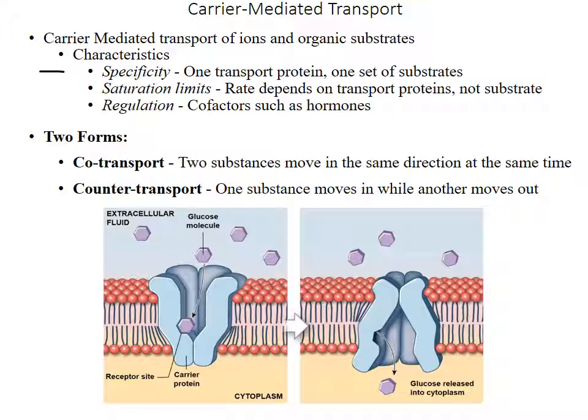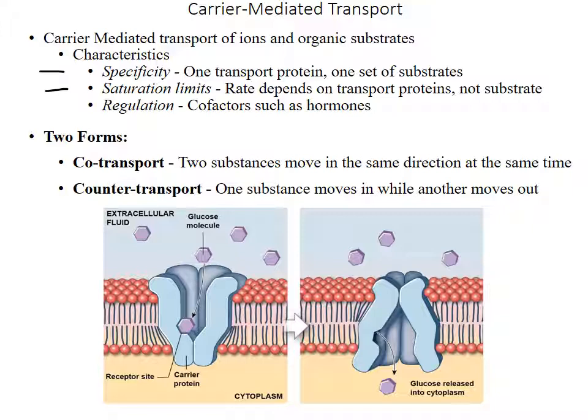Saturation limits. These function a little bit like what we talked about with enzymes, where it doesn't really depend on how much of a particular compound you have to move as much as it does how many transporters you have to move them. So for instance, if you went to a concert, it doesn't matter how many of you are outside of the concert hall. What determines how fast you get in is how many doors they have open and how many people they have working the doors to check tickets.